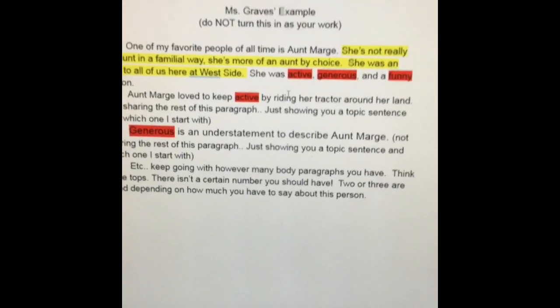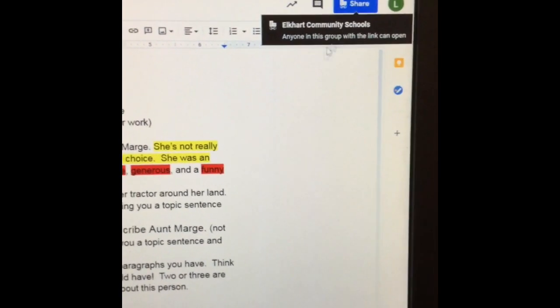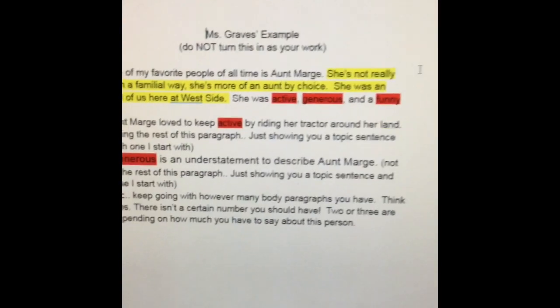You're going to share that Google Doc. Remember, there's a share button right here. When you hit it, then you can select who you want to share it to, and you're going to share it to Ms. Graves, and my name should pop up.